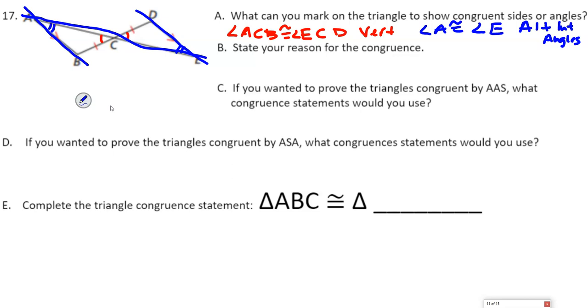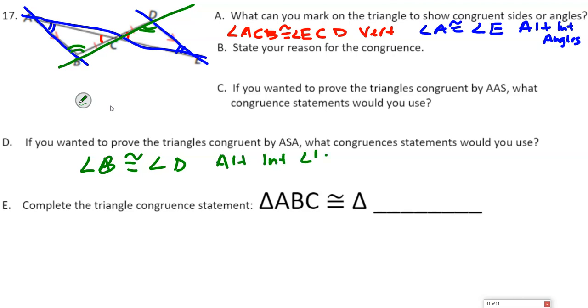Well, I did that above. So it says if you wanted to prove the triangles are congruent by angle, angle, side, what congruent statements would you use? The two we just did, right? So if you wanted to prove the triangle is congruent by angle side angle, we would need a different angle, right? So this time we could also say B, couldn't we? Because there's another transversal. B is congruent to D. So this time we would say angle B is congruent with angle D. And that would be, again, because they're alternate interior angles to each other, right?